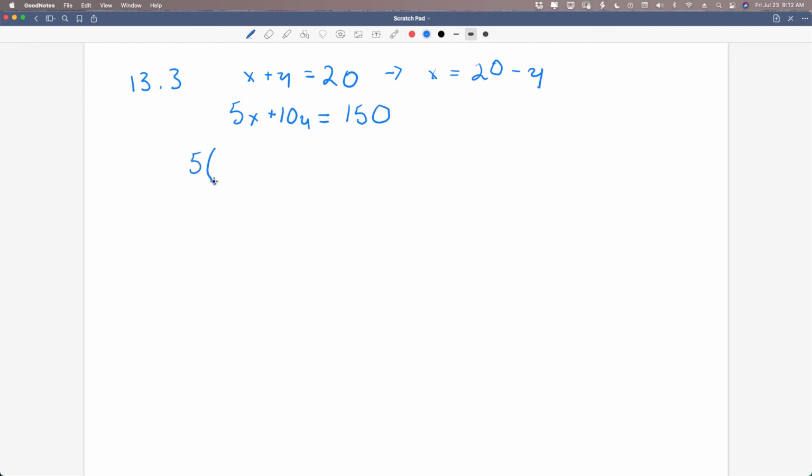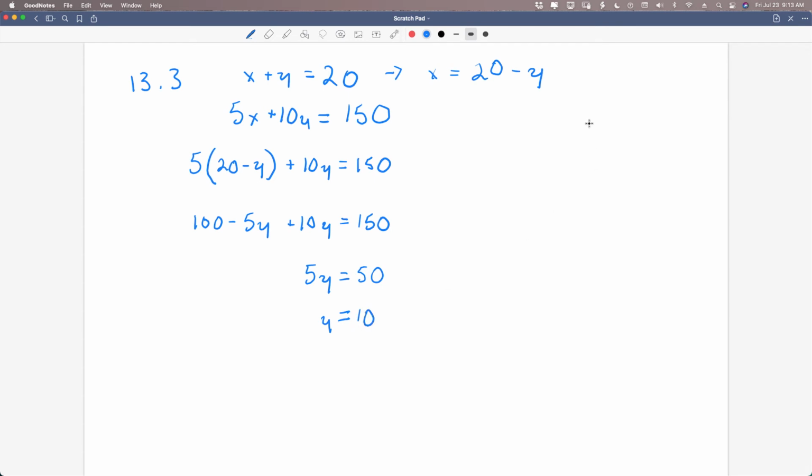So 5 times 20 minus y plus 10y equals 150. Right? That's 100 minus 5y plus 10y. And now we could combine and flip. So we're going to have a negative 5 and a positive 10. That's a 5y. And if we bring the 100, we subtract it from both sides. That's going to leave us with 50. So y is equal to 10.